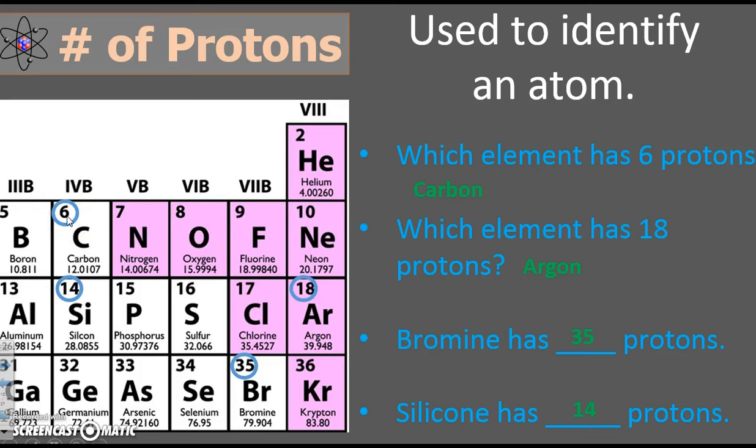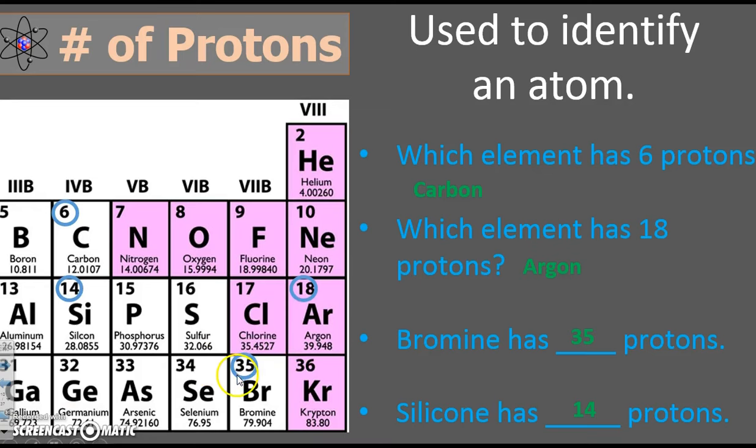The 6 helps us know that there are 6 protons in the carbon. Now, which element has 18 protons? Yeah, that's argon. Argon has 18 protons because of the atomic number.